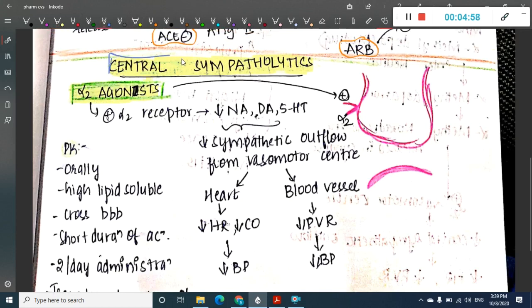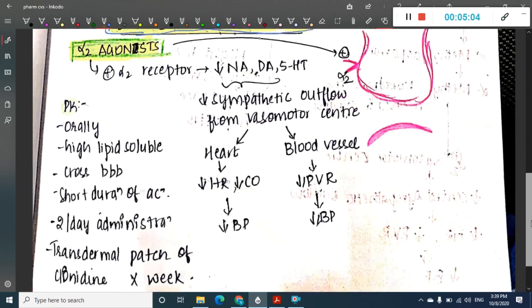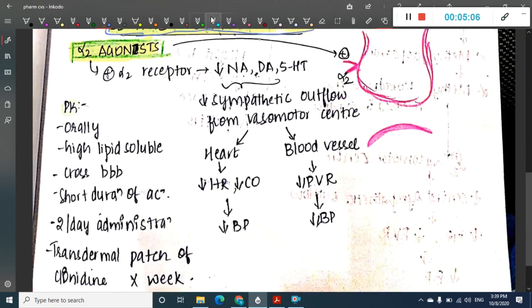So in the central sympatholytics, the first group of drugs which are important here is alpha 2 agonists. As the name says, these will activate alpha 2 receptors. What are alpha 2 receptors? Alpha 2 receptors are present in the presynaptic membrane. They are not present in the postsynaptic surface. They are present in the presynaptic surface, and what do they do?